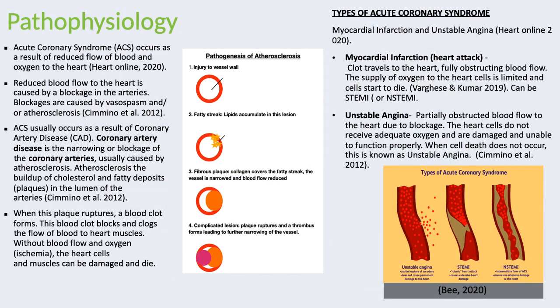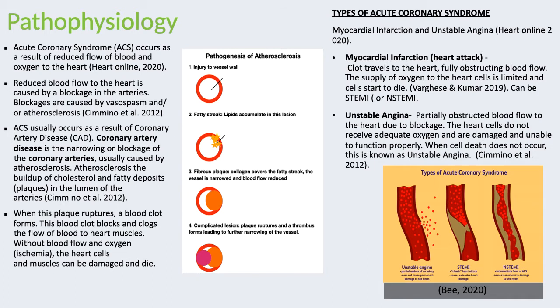Acute coronary syndrome occurs due to reduced blood flow to the heart. This reduced blood flow stops oxygen from reaching the cells of the heart, leading to myocardial ischemia. Without oxygen, the heart muscles would begin to starve, become injured, and even die. This is the reason people feel pain during angina and heart attacks.